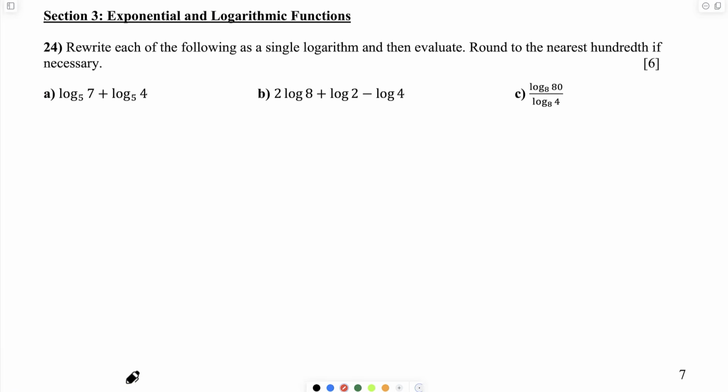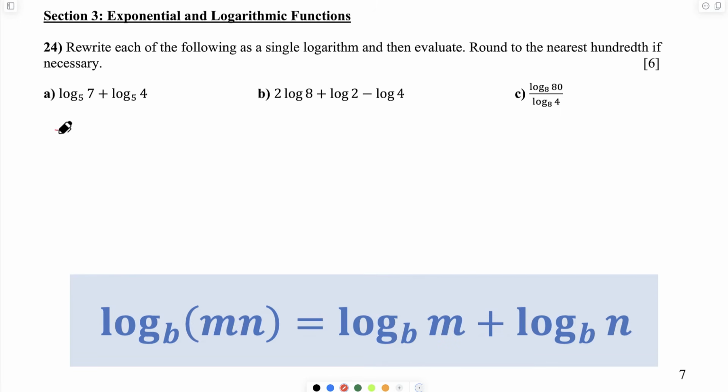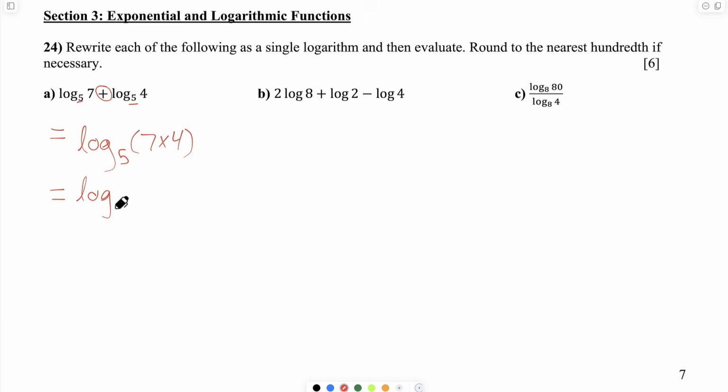The next section, exponential and logarithmic functions. 24 says rewrite each of the following as a single logarithm and then evaluate. Round to the nearest hundredth if necessary. Well, the product rule of logarithms tells me that if I have two logs with the same base, that's important, that are being added, I can rewrite them as a single log, keeping that same base, but multiplying their arguments. So I have log base 5 of 28.